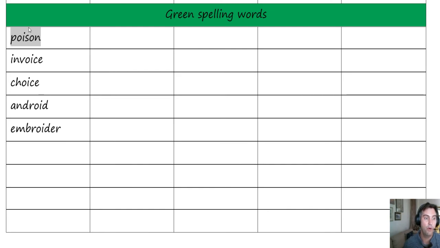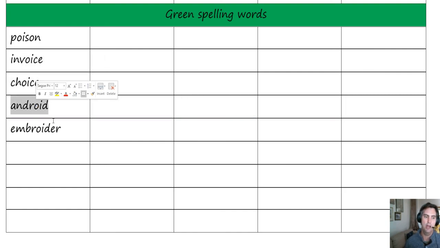We have the word invoice, which is like a bill. If you get someone to do something for you, they give you an invoice, which tells you how much you need to pay them. And the word choice, which means that you can choose something. As a teacher, I like to try and give you a choice of the activities so you can actually have a choice and have a pick of what activity you would like to do.